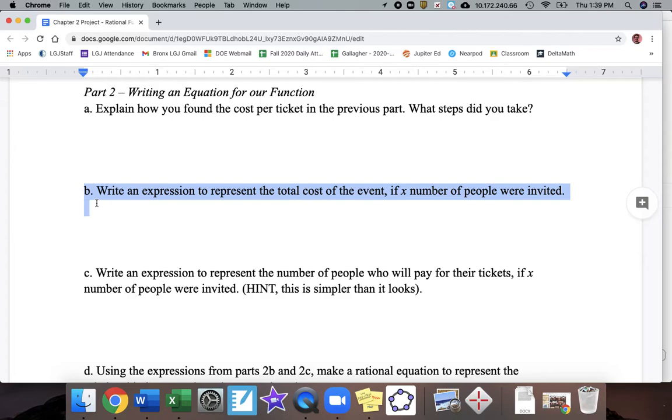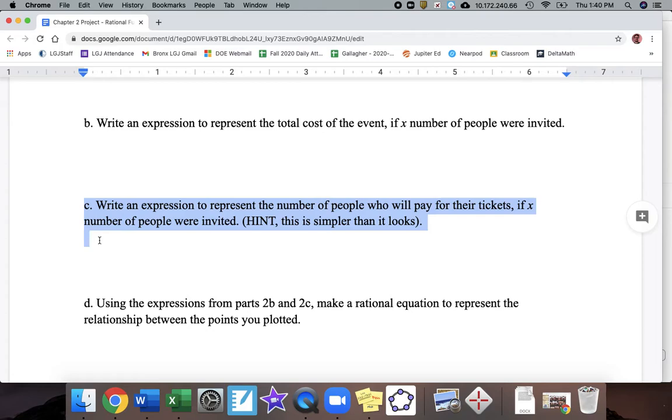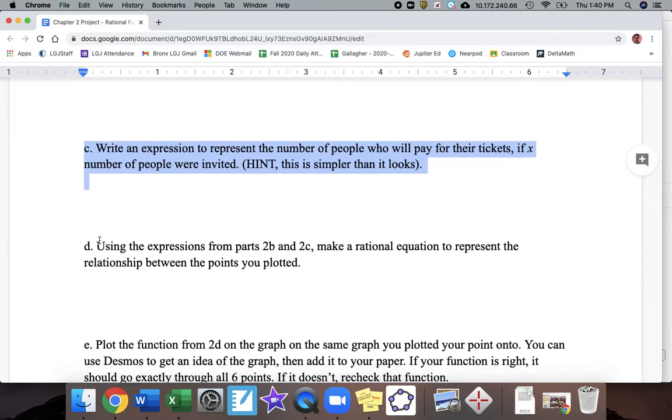So write an expression to represent the total cost of the event if X number of people were invited. And remember that includes the 500 for renting the space, and then it also includes the 25 per plate. But then we need to write an expression to represent the number of people who are going to pay for their tickets if X number of people were invited. Remember, there are those 5 people, the guests of honor, who are not paying for their ticket. And I'll give you a hint, this expression is going to be a lot simpler than many of you may think.